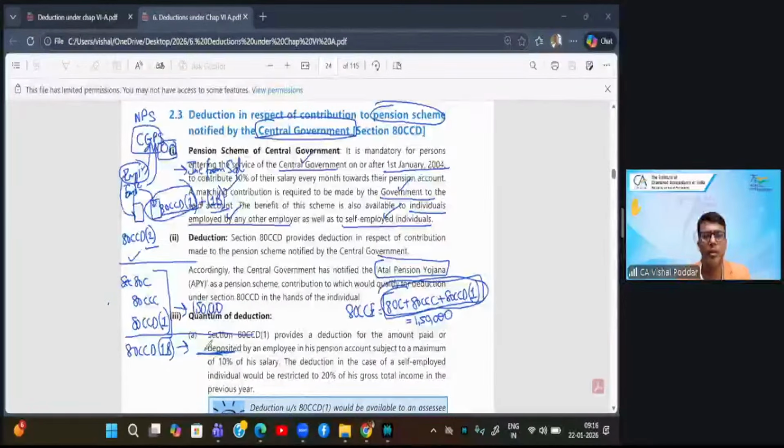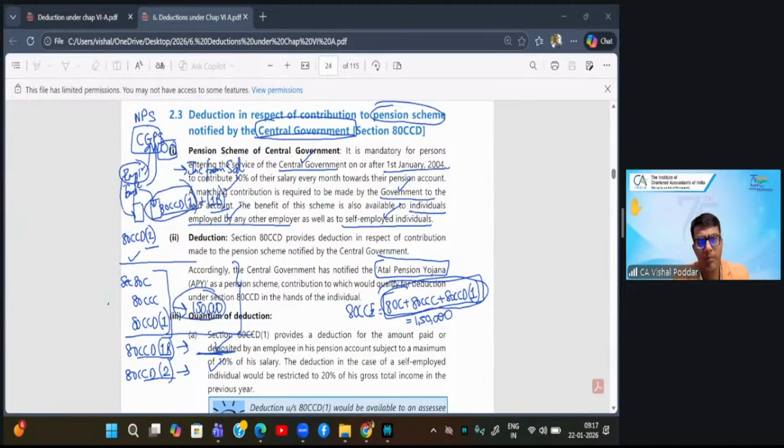And similarly, for 80CCD2, which is the employer's contribution, it is again not covered under 150. So it means when you are computing the limit for these three sections combined, you will take a maximum deduction of 150, but you will take a separate deduction besides this 150 for your own additional contribution and the employer's contribution. For this, you will take deduction even beyond 150 because the 150 limit does not cover this.